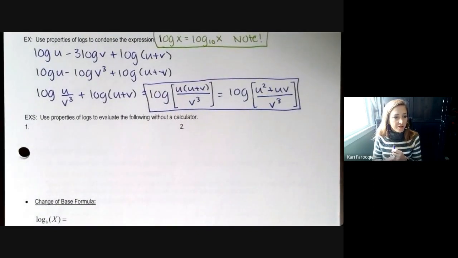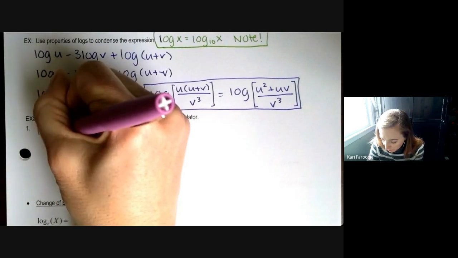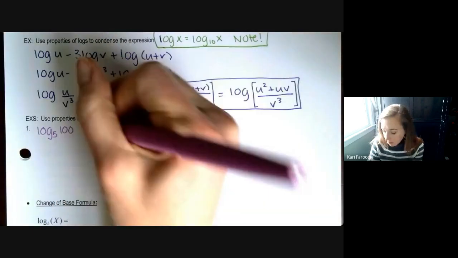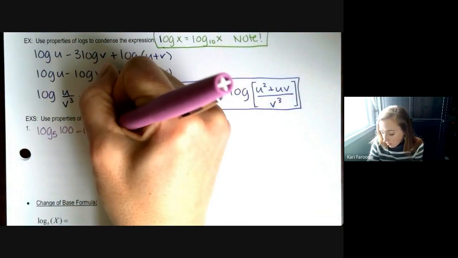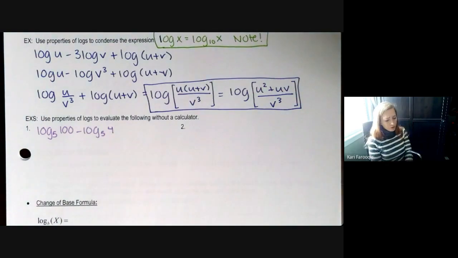Use properties of logs to evaluate the following without a calculator. You know, anytime we're not using a calculator, it makes me really happy. So let's do that. Log base 5 of 100 minus log base 5 of 4. That would be the first one.